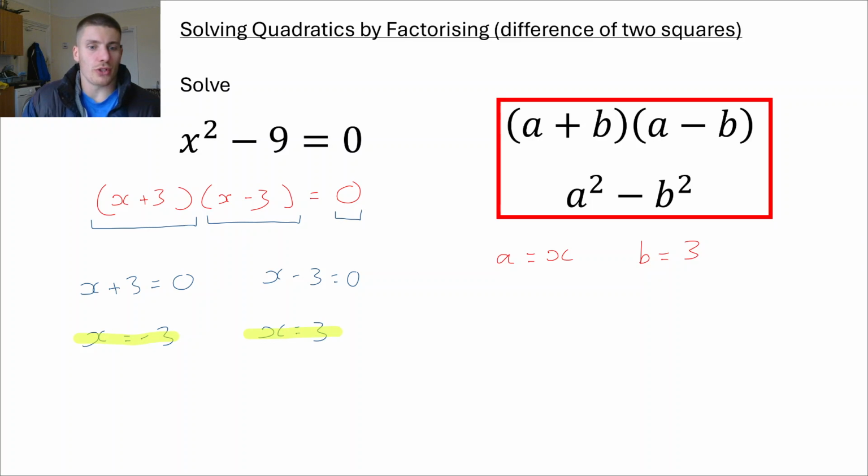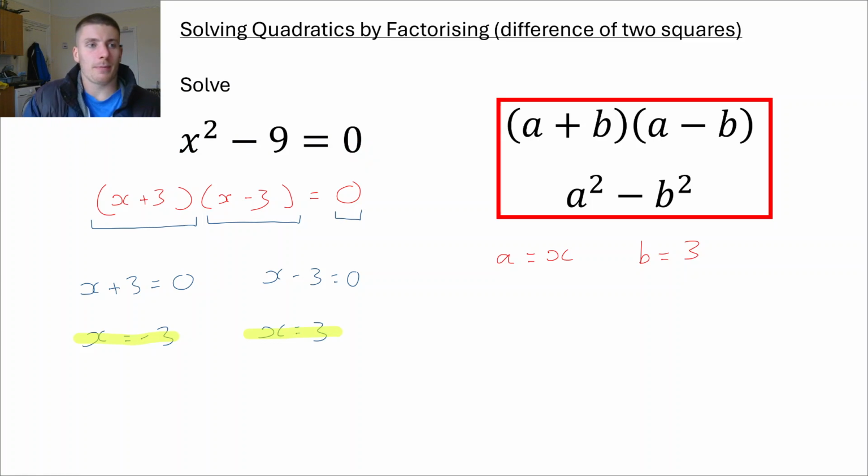Okay, so these are your two solutions. It's just saying if you were to put in negative 3 or 3 into your quadratic, it's going to equal 0. So negative 3 squared, if x is negative 3, is plus 9. 9 take away 9 is 0.